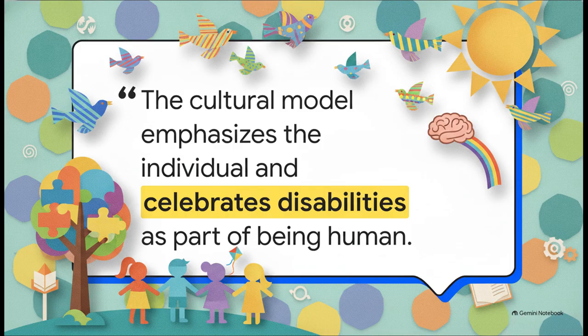As this quote from the text points out, the cultural model emphasizes the individual and celebrates disabilities as part of being human. We're impartially exploring this cultural model today because it powerfully advocates for accepting and supporting neurological differences. Now, to be fair, this perspective does spark some ongoing debates, especially about how best to support kids with severe needs who might require really intensive help. But overall, it challenges educators to accept and celebrate children for exactly who they are, rather than trying to force them to fit into some standard mold.